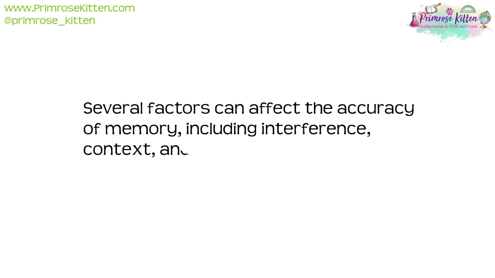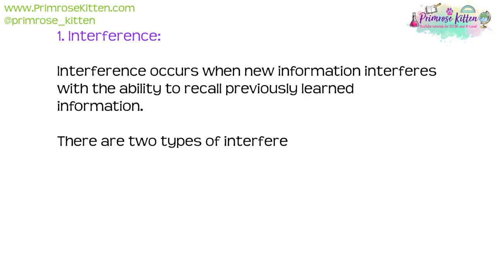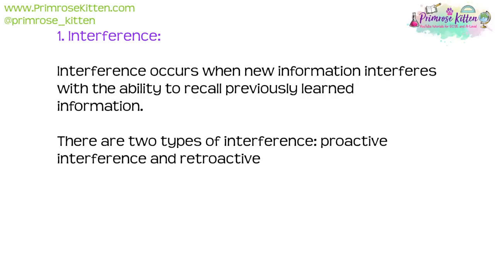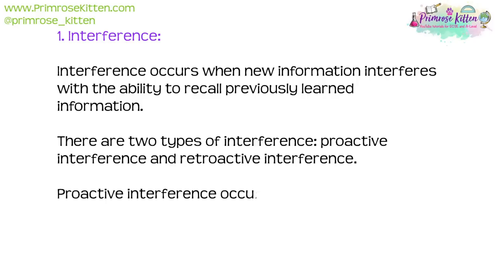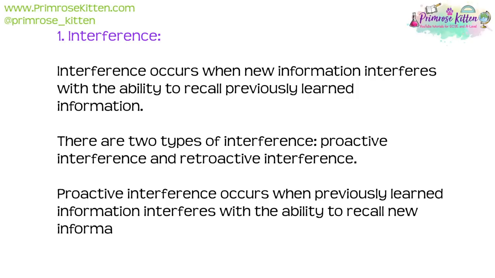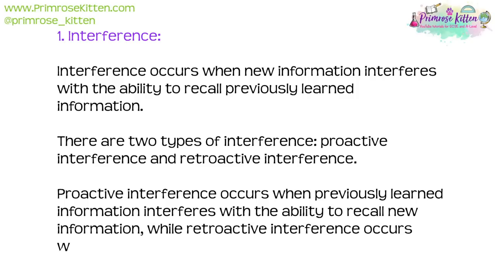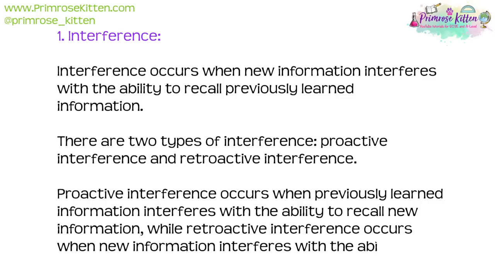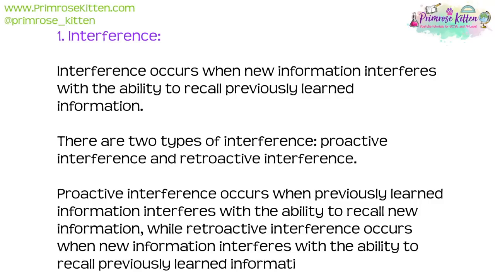Several factors can affect the accuracy of memory, including interference, context, and false memories. Let's have a look at these in more detail, starting with interference. Interference occurs when new information interferes with the ability to recall previously learned information. There are two types of interference: proactive interference and retroactive interference. Proactive interference occurs when previously learned information interferes with the ability to recall new information, while retroactive interference occurs when new information interferes with the ability to recall previously learned information.